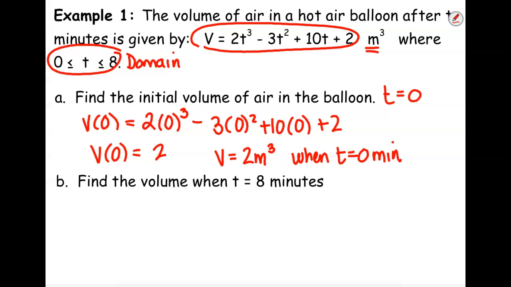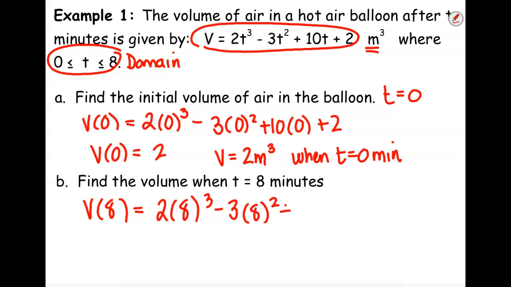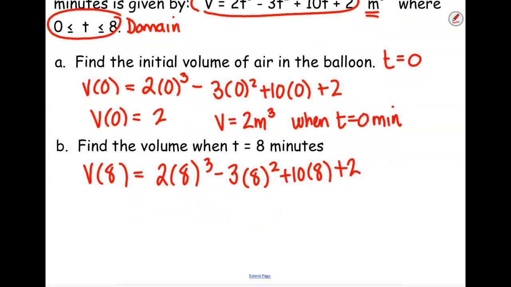Part B, find the volume when the time is 8 minutes. So we would do the same thing. We would evaluate the function at 8, so substitute 8 in for t. Simplify using our order of operations. So I'll go through this one. 8 cubed is 512, multiply 2 times 512, 1024. Go on to the next term.